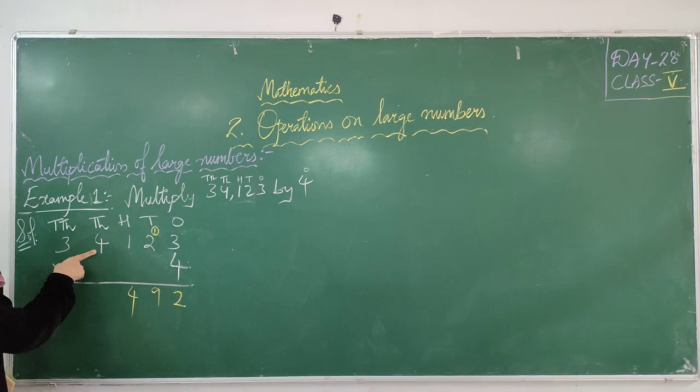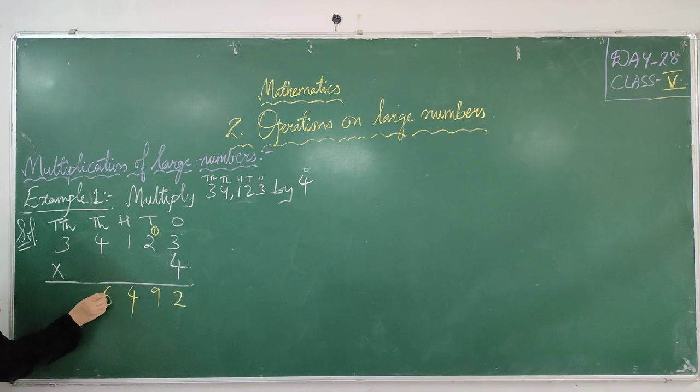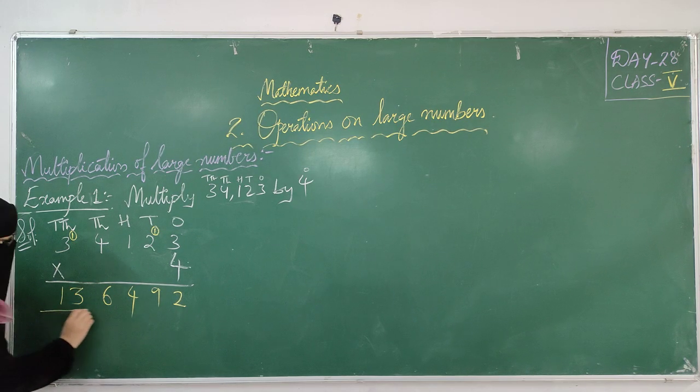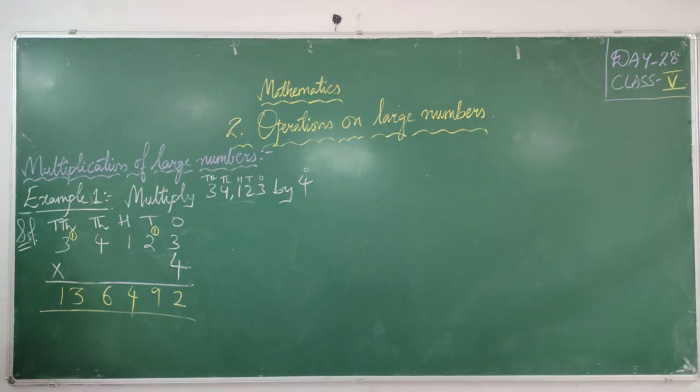Next, 4 fours are 16. So 6 I am writing here because it is a two digit number, and I am sending 1. Okay, 4 threes are 12. 12 plus 1, 13. Like that you have to do.